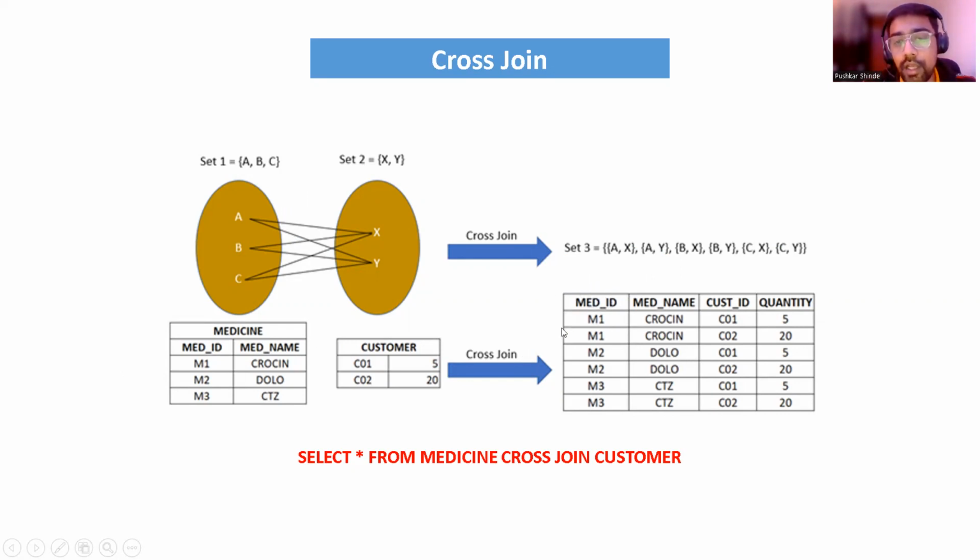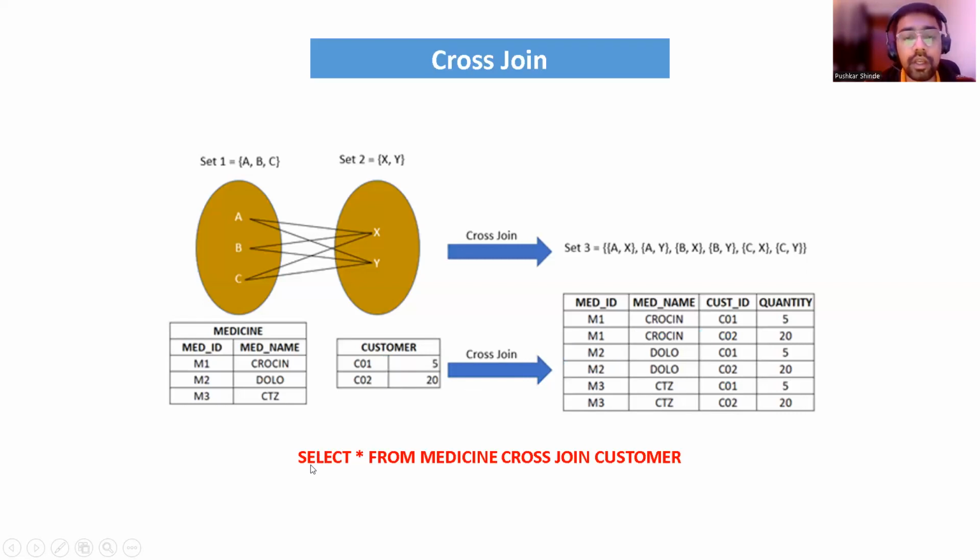The resultant table has medicine IDs, starting with medicine 1, which is mapped with customer 1 and customer 2. Okay, these two records are there in the customer table, C01, C02. So M1 is mapped with C01 and C02. Next medicine ID is M2. It is again mapped with both the customers, that is C01 and C02. Similarly for medicine 3, it is mapped with both customers C01 and C02. So it is just a Cartesian product of two data sets.